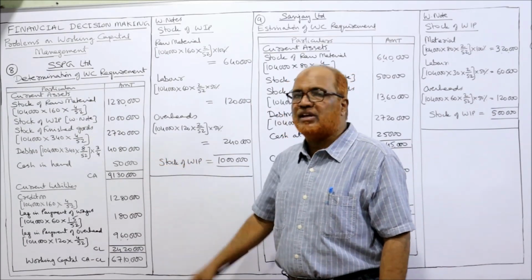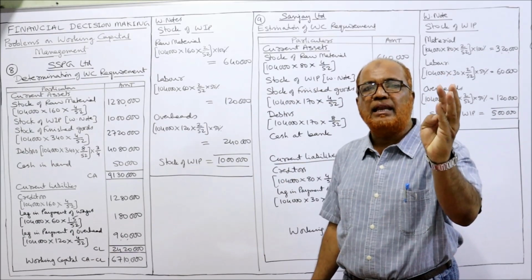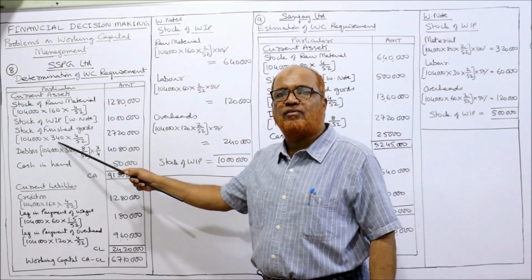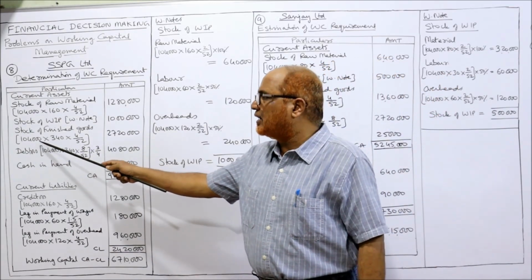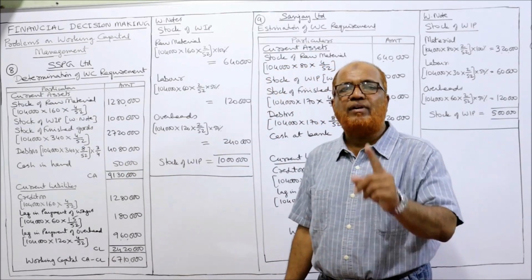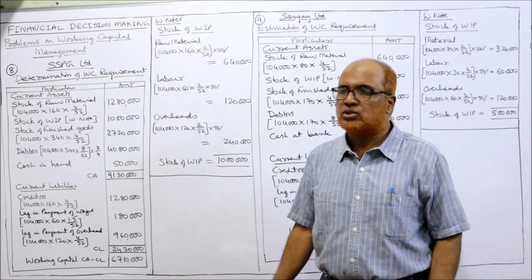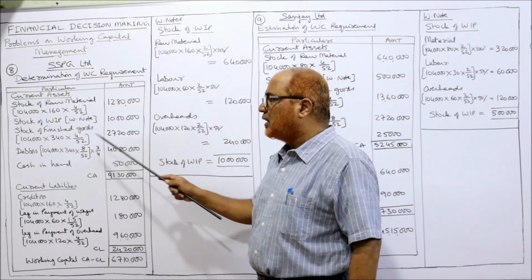Then we have stock of finished goods. In finished goods, we'll take the total cost, the total of material, labor, overheads. The total cost is 340, given in the problem. So 1,04,000 into 340 into 4 by 52, because it is given 1 month. Finished goods are in stock for a period of 1 month, so I am taking 4 by 52.